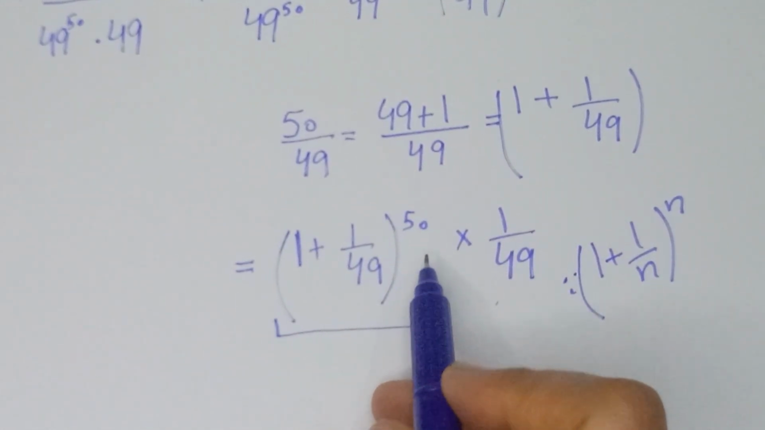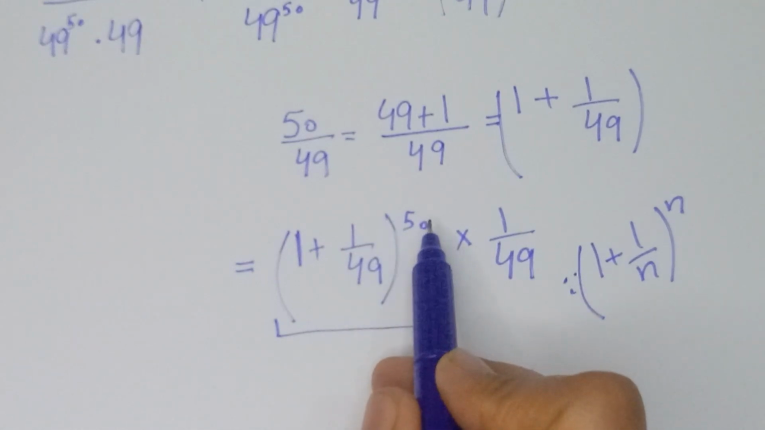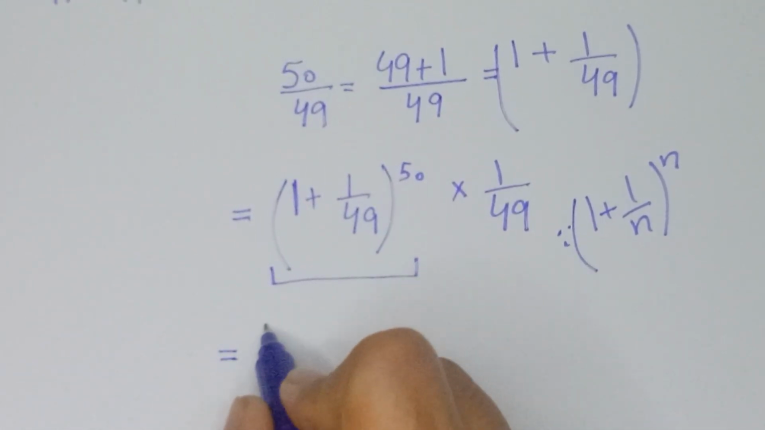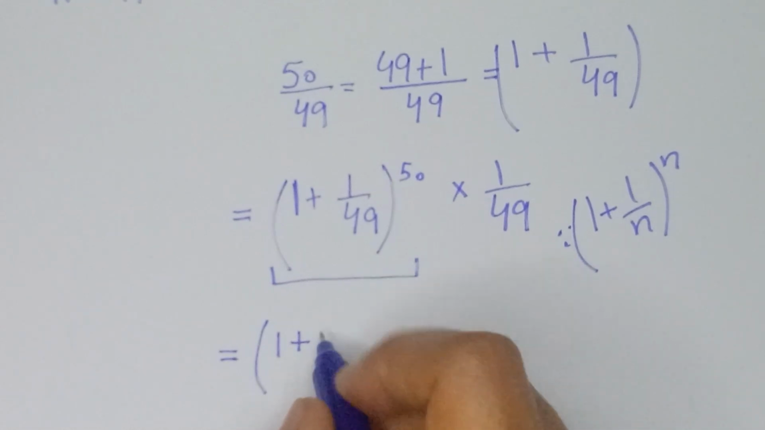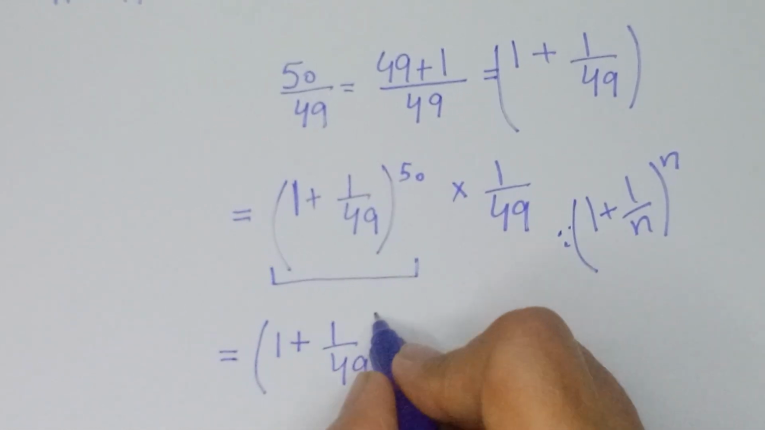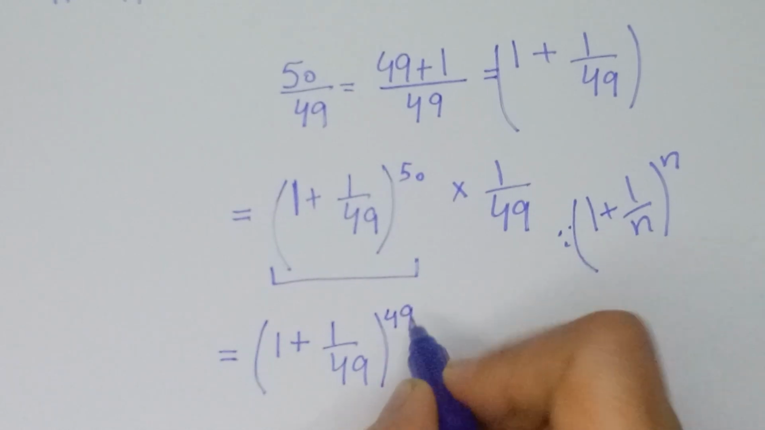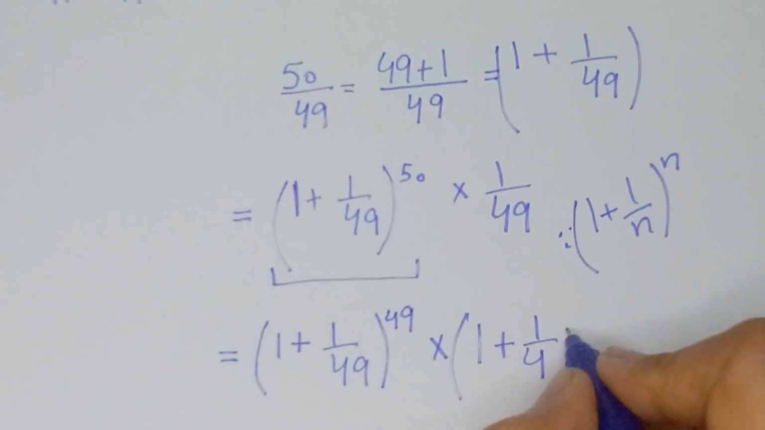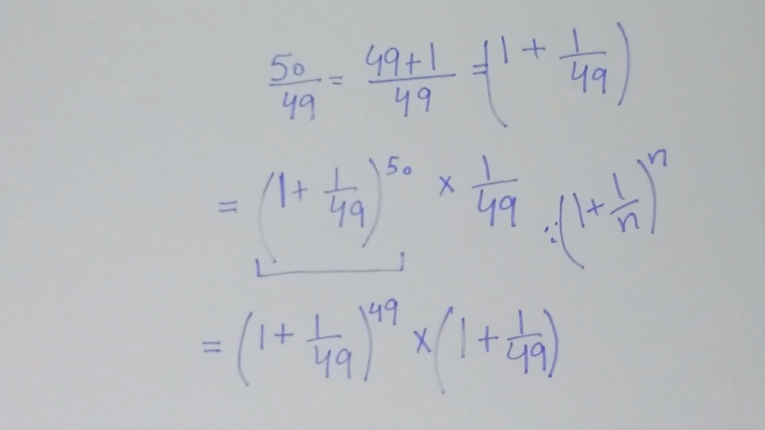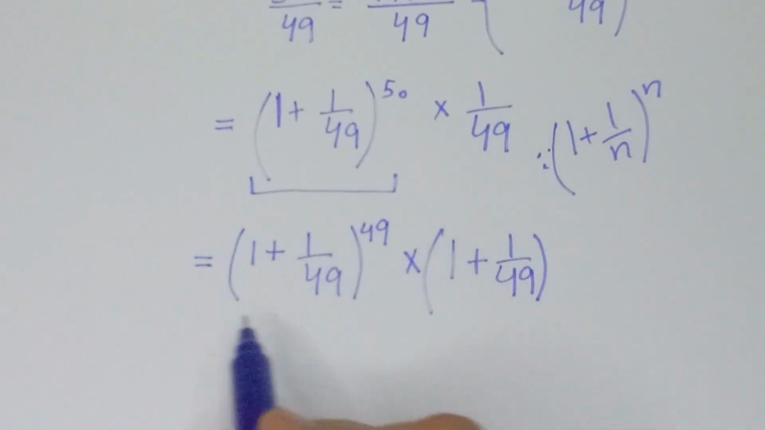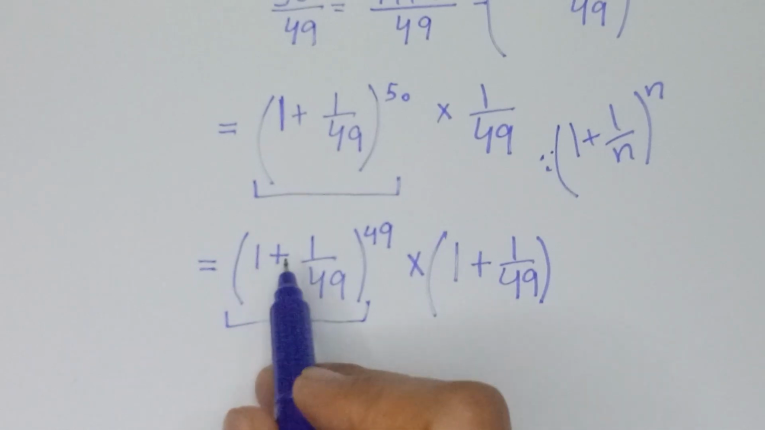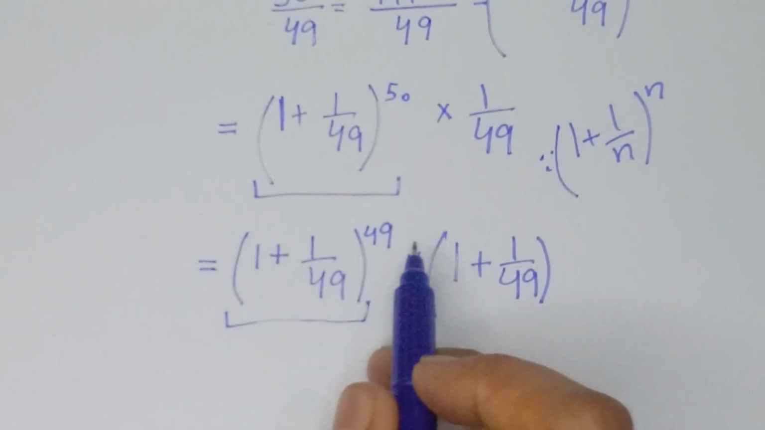To solve this complication, we can separate this exponent and write it as 49 plus 1. So 1 plus 1 upon 49 to the power 49, into 1 plus 1 upon 49. Now the problem is this one. Guys, don't forget that it has the format of 1 plus 1 upon n, whole to the power of n.